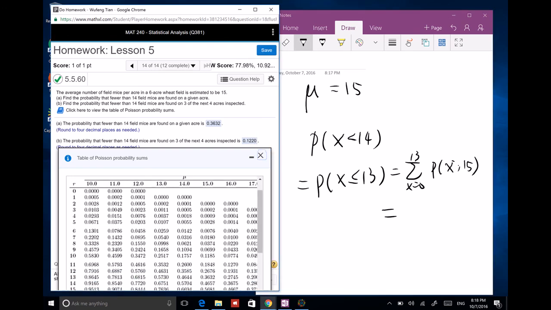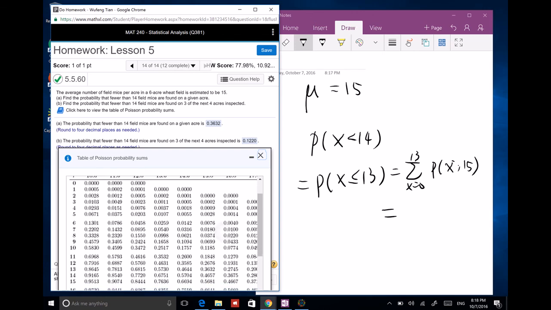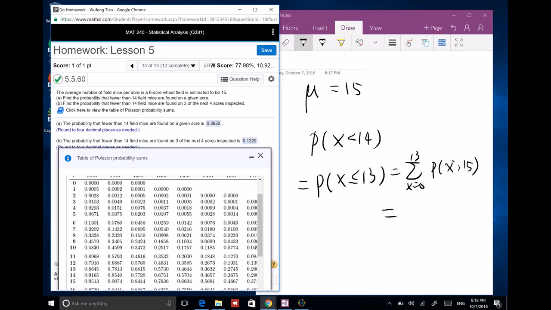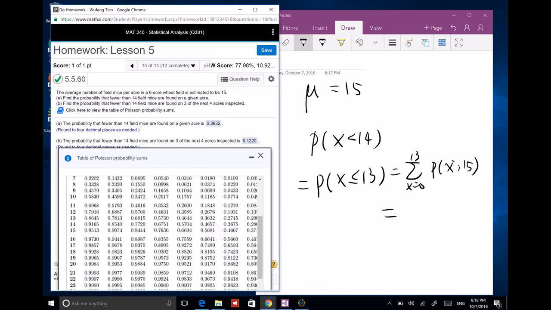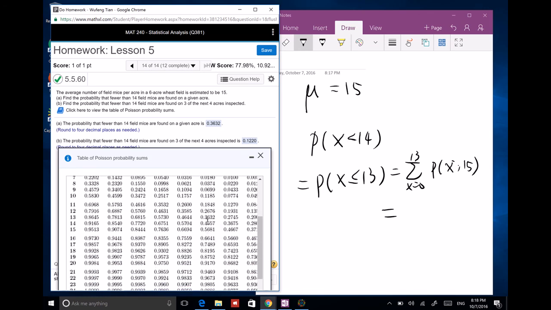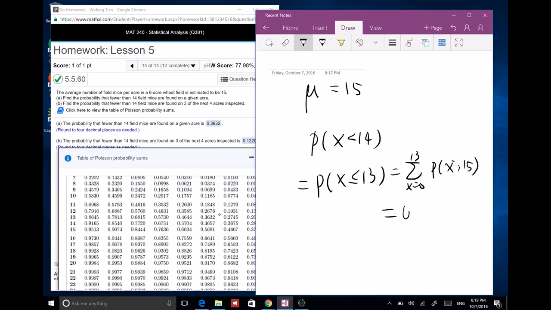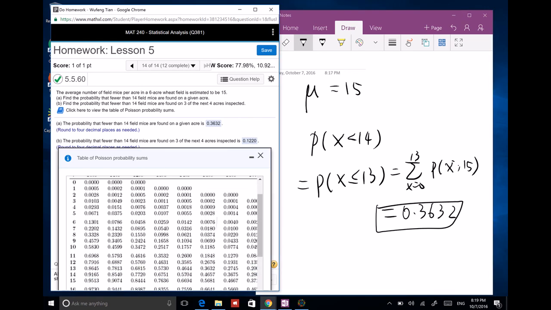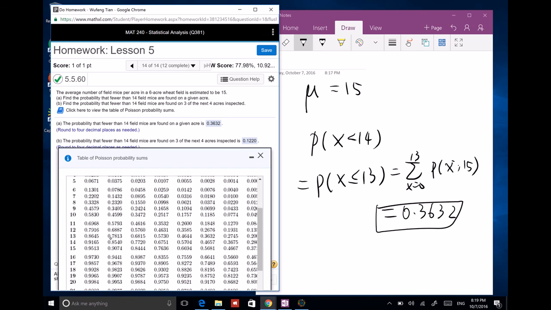So we use the table. Mu equals 15: 1, 2, 3, 4, 5, 6, the 6th column. We go down to R equals 13, which is 0.3632. You get the number 0.3632.